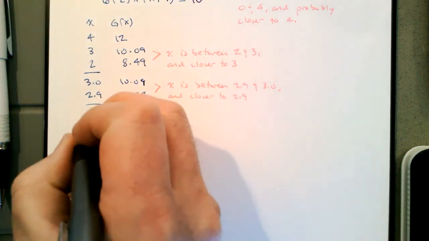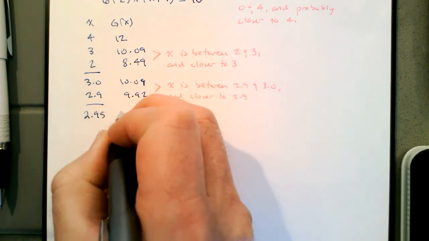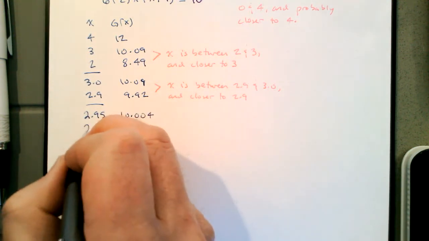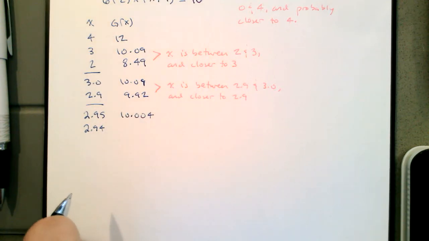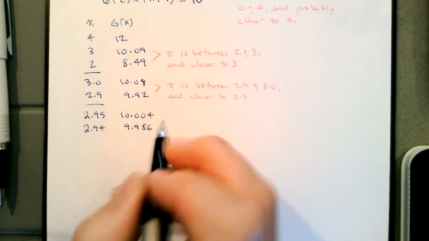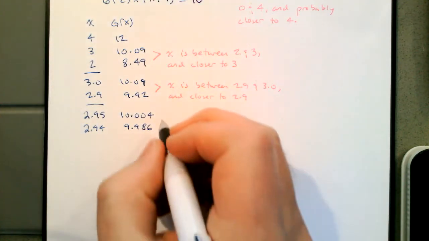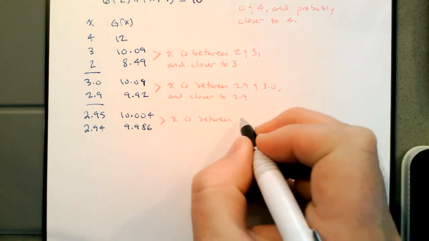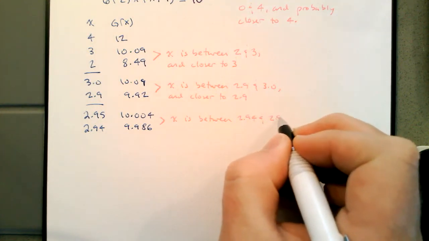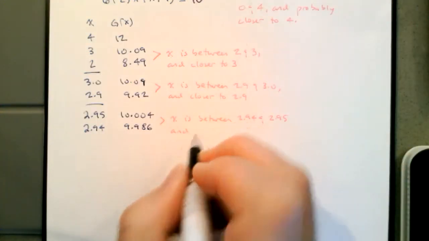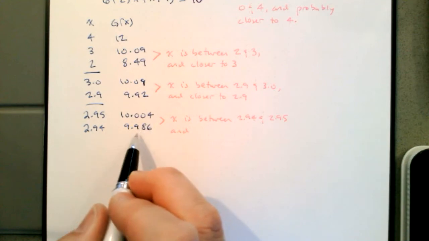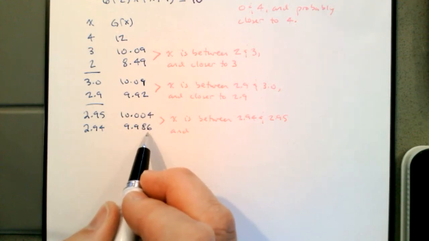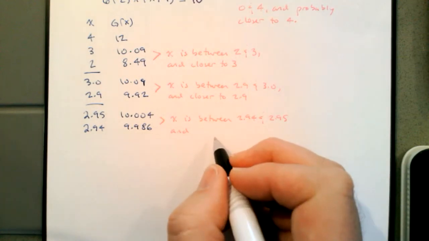So I just split the difference between 2.9 and 3.0. If I plug in 2.95, we get 10.004. And then since this was high, we'll plug in 2.94, and that gives us 9.986, which is lower than 10. So now we can say that X is between 2.94 and 2.95 and closer to 2.95, because 10.004 is 4 thousandths away from 10, and 9.986 is 14 thousandths away from 10.